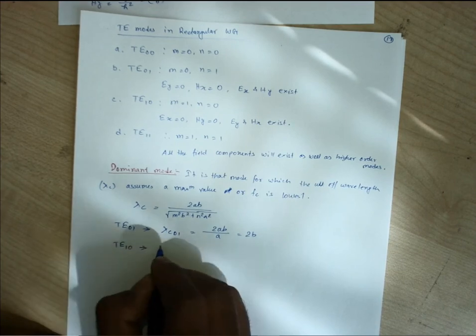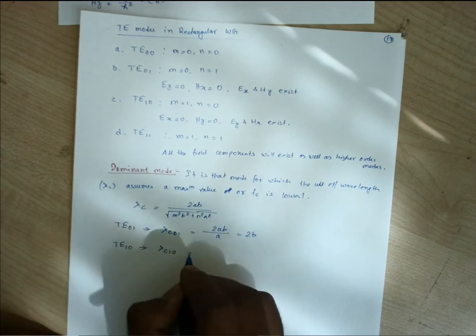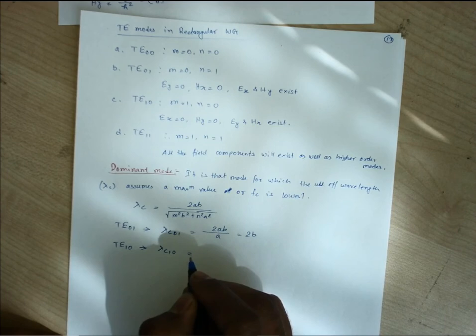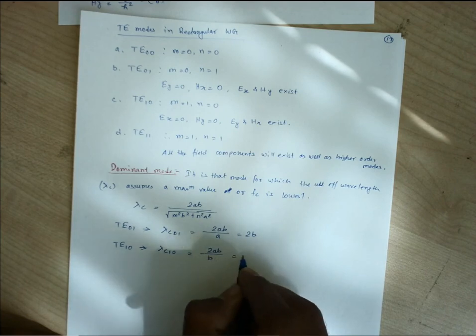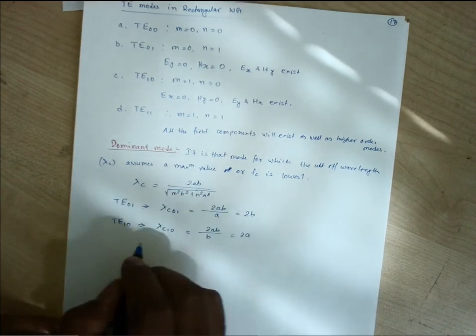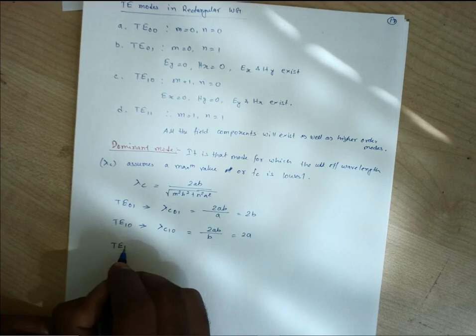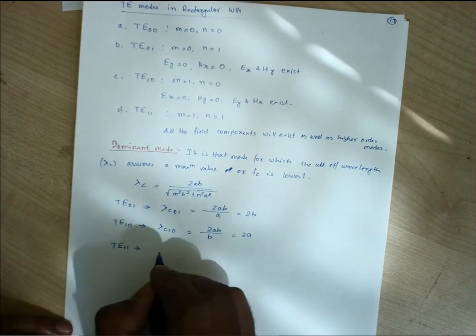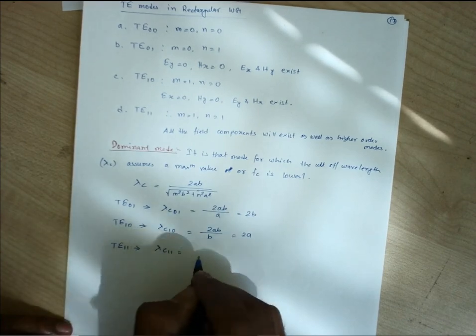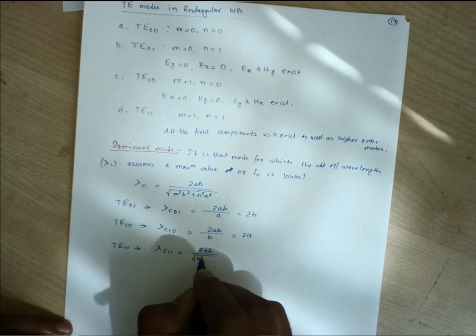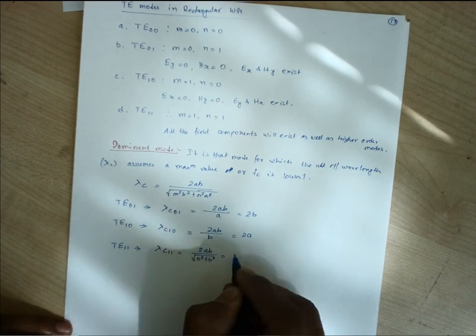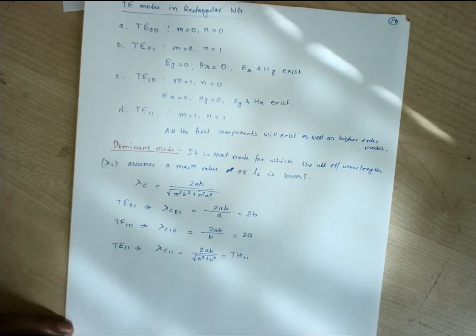TE10, that is lambda c10. So m is 1, n is 0. So it is twice AB by B, that is twice A. If we go with TE11, that is lambda c11, that is twice AB by root over a square plus b square, which is same as TM11.